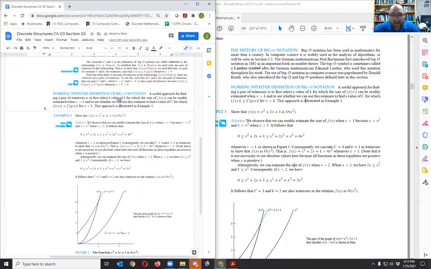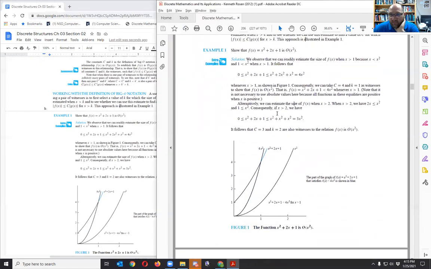First, select a value of k for which the size of f of x can be readily estimated with x greater than k, and see whether we can use this estimate to find a value of c for which f is less than c times g of x for x greater than k. This approach is illustrated in example 1.